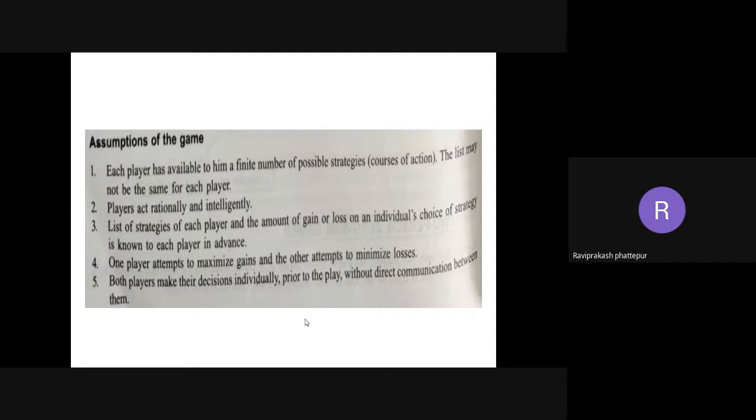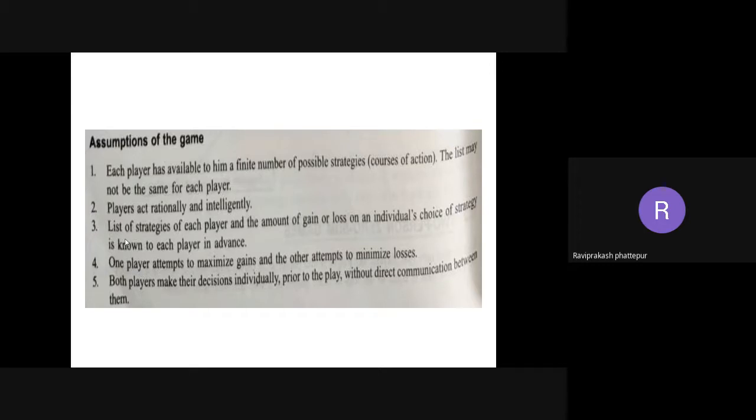Both the participants, or both the players, or both the competitors, may not have the same number. One person may have 5 choices, the other person may have only 2 or 3 choices. But they should end, that means there should be only a finite number of possible strategies. Then, players act rationally and intelligently. That means they think and then use these strategies. Just like that, you are not putting in any of these strategies.